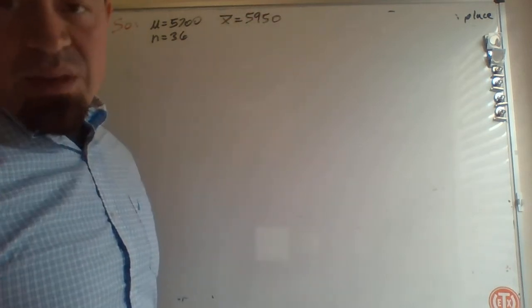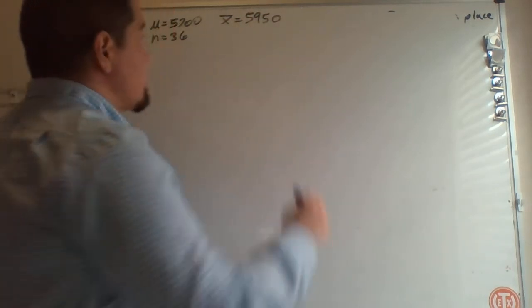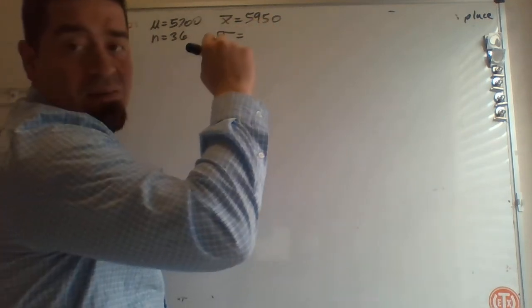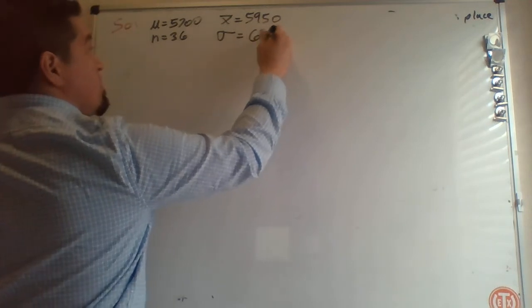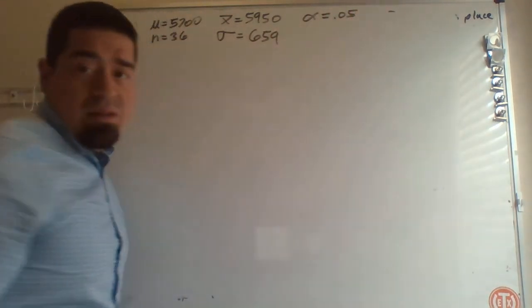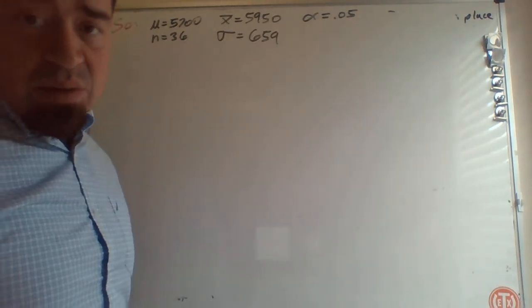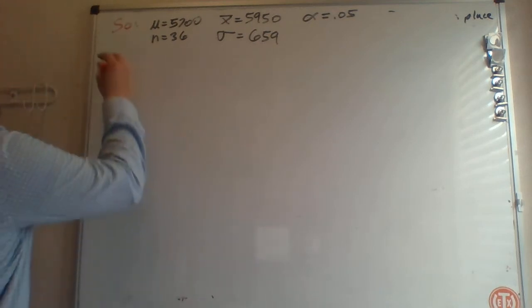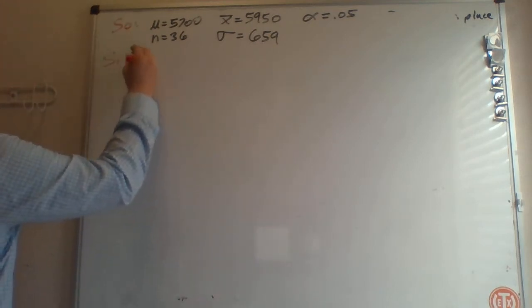Okay, and then from there, they use the population standard deviation, so you make sure you use that symbol, not s, and that was 659. This time we won't forget alpha, it's 0.05, and then from there, I think we can go ahead and get started with our step 1, which is find your hypotheses.